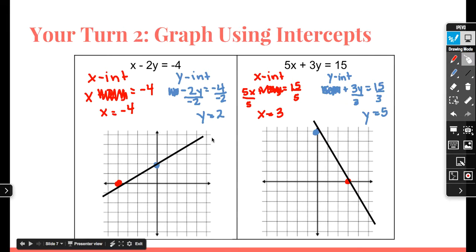So that is how you can find your graph from standard form. So even though it's not pretty, we can figure out what our graph is.